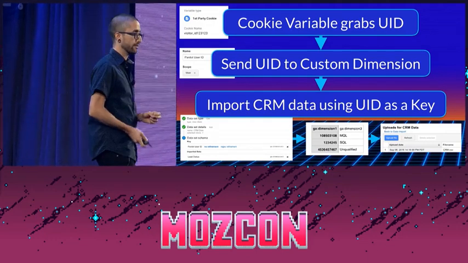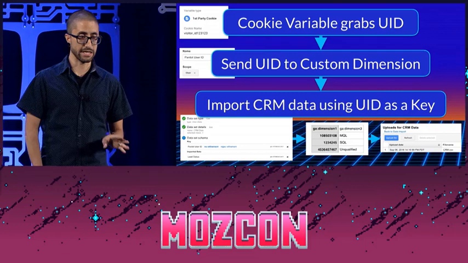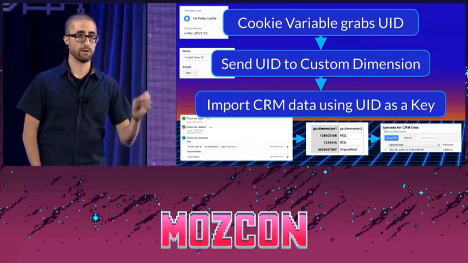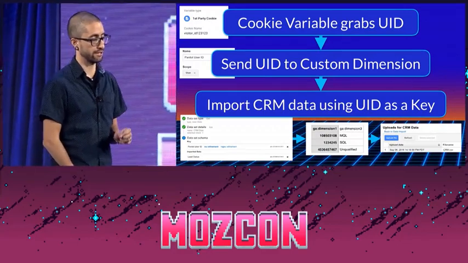GTM has built-in variables that can grab any cookie for you really easily, so you just find out what the name of that cookie is. Then you pass it into Google Analytics with all the rest of your data every time that cookie is picked up.